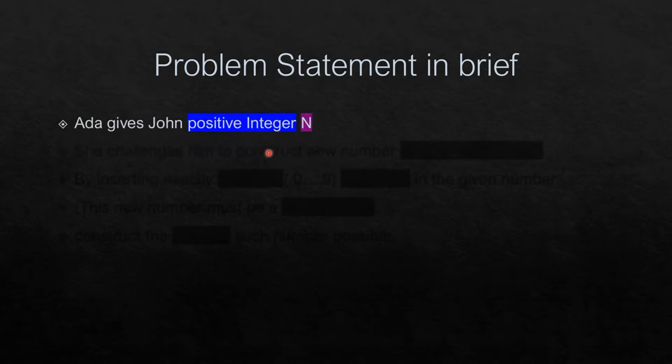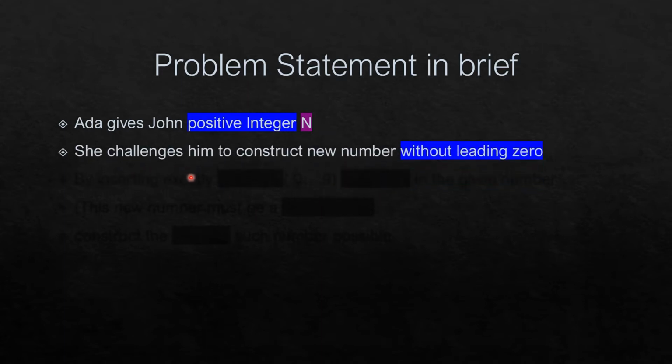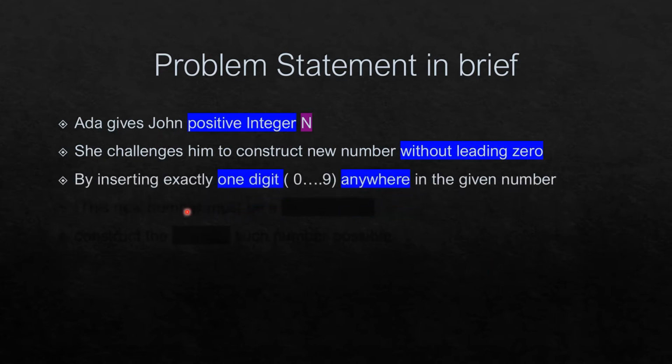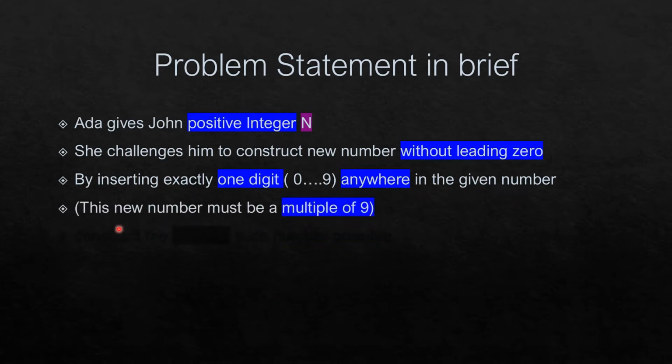Here Ada gives John a positive integer n, and she asks him to construct a new number without leading any zeros, because if you lead any number with a zero, it's nothing but the number itself. You can insert any digit, including 0, 1, 2, 3, any digit, but 0 should not be added at the beginning, though it can be added at any other place. So you can insert any digit to the given number, and this new number which you construct must be a multiple of 9. That is the problem statement.